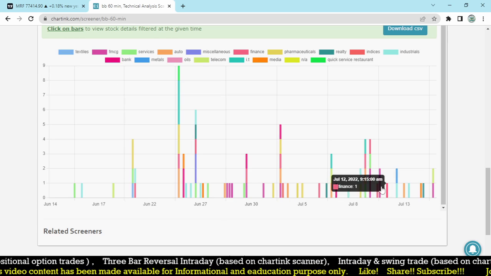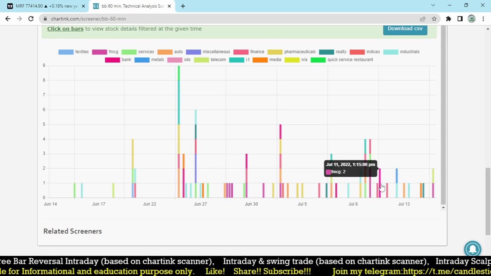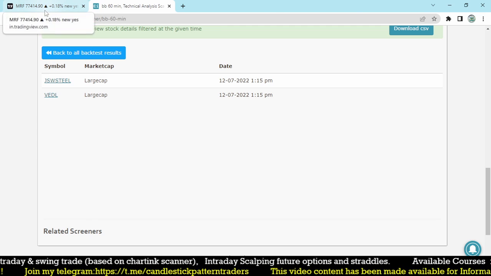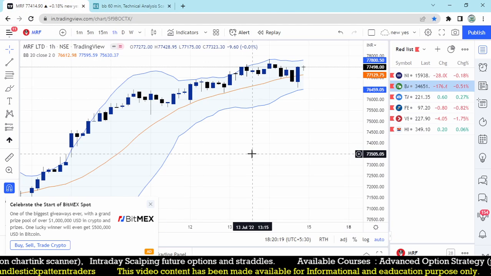We saw previously some stocks around the 11th. This was happening at 1:15. JSW, VEDL on 12/7.